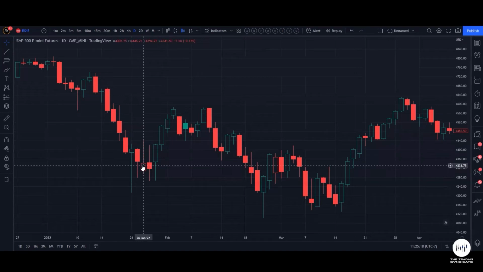Same thing for the red hollow candlesticks. That just means that even though price increased from where it opened, it still closed lower than what it previously closed at on the day before. So this candlestick right here closed at 4349. And this red hollow candlestick opened at the bottom of the candlestick body at 4308 and closed at 4341, which is still lower than the previous day's close, which is why it is red.